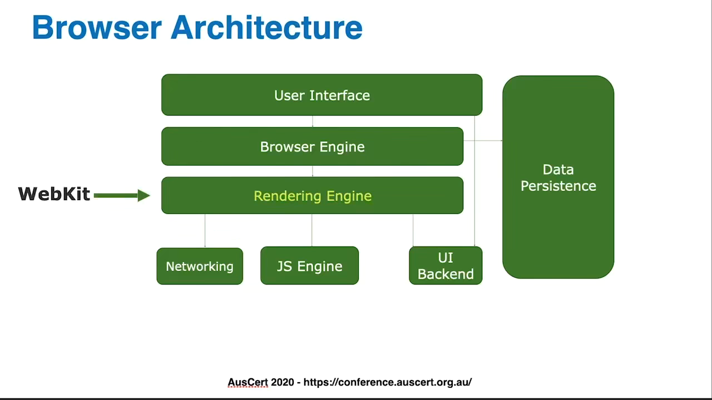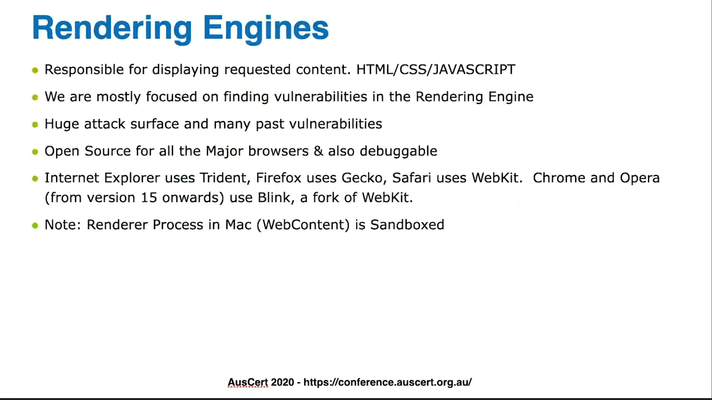So in this talk, we are mostly focused on WebKit, which is the rendering engine of the browser. So what is the rendering engine? The rendering engine is responsible for displaying the requested content, could be HTML, CSS, JavaScript. We are mostly interested in finding vulnerabilities in the rendering engine because it has a huge attack surface and many past vulnerabilities. It's also open source for all the major browsers, and also debuggable. So you can build a debug version of the rendering engine and debug it.